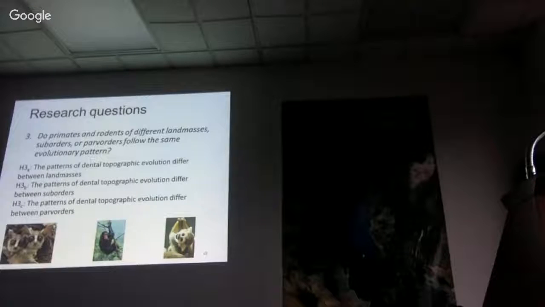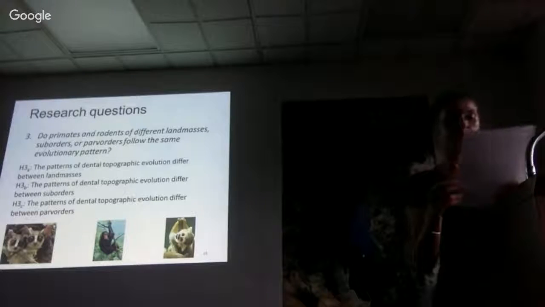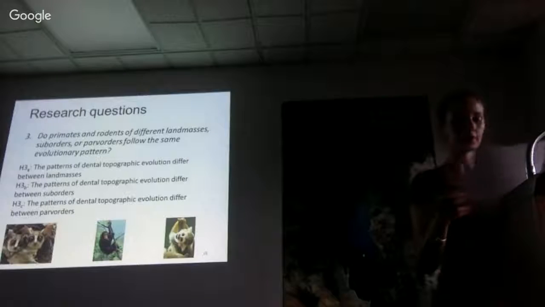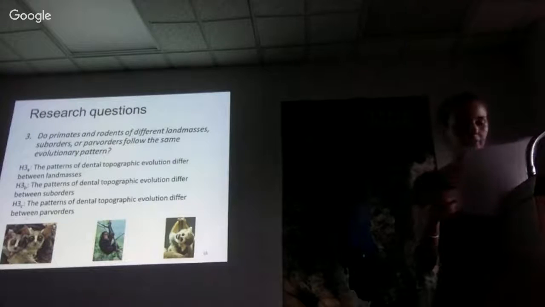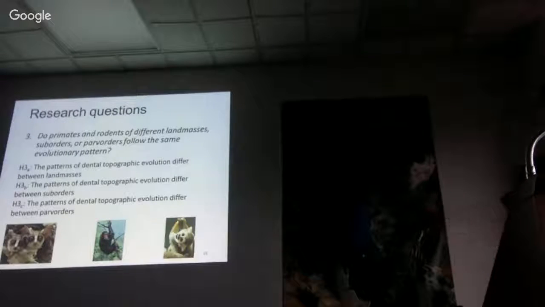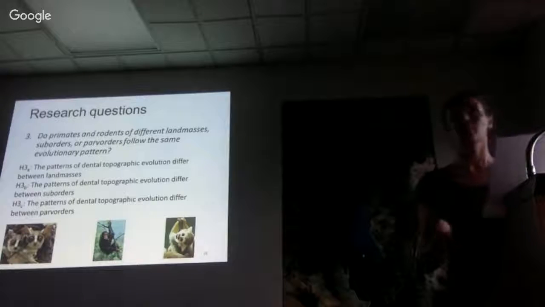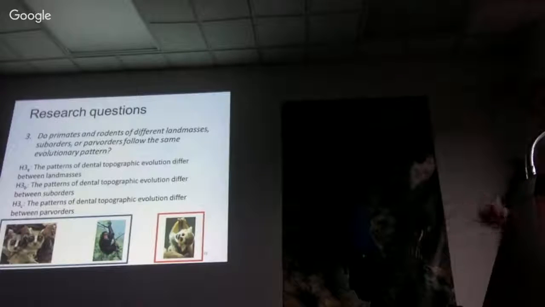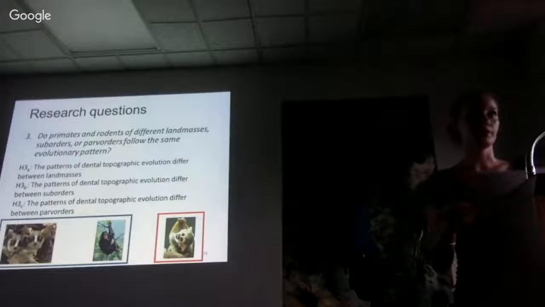Third question, do primates and rodents of the different landmasses, suborders, or parvorders follow the same evolutionary pattern? And by pattern, I mean, can they be characterized by the same evolutionary rate, same morphotype? Again, I will illustrate this by just using primate pictures. And my hypotheses are just those outlined in the question. So first, radiations can be characterized per landmass. So that means that the Afro-Arabian primates, whether they are strepsirrhines or anthropoids, follow a similar pattern, whereas the South American primates follow a different pattern.